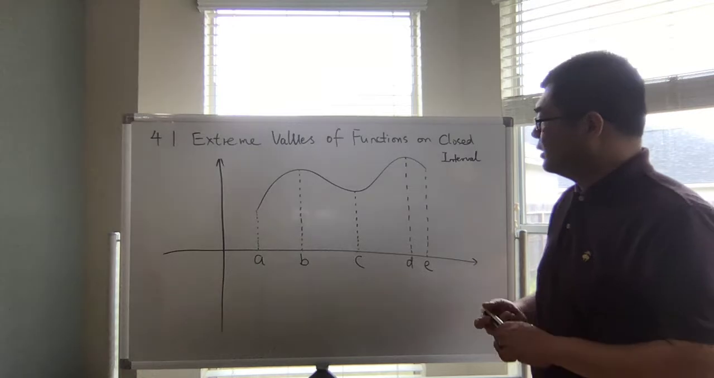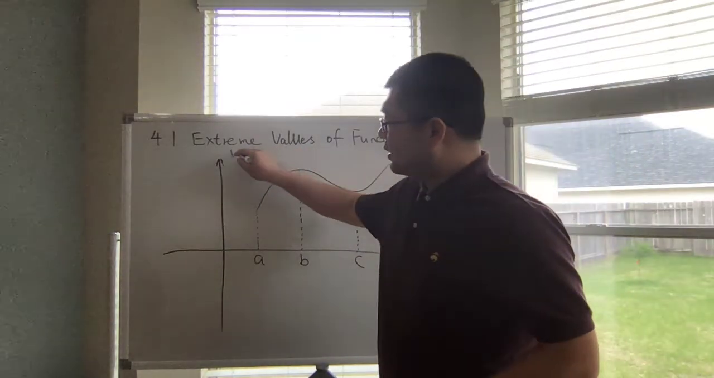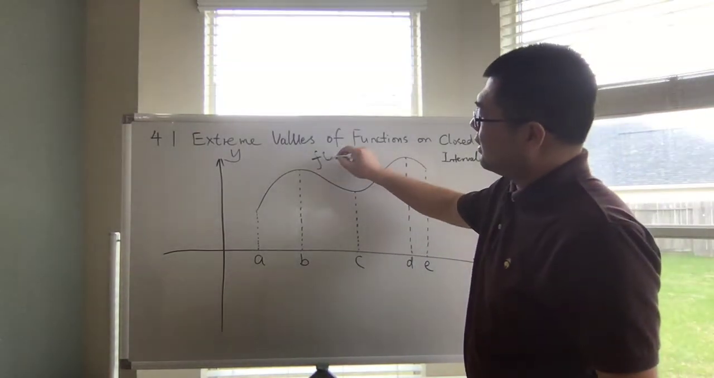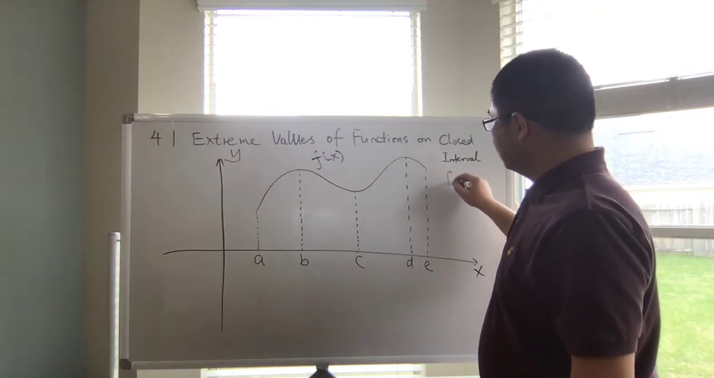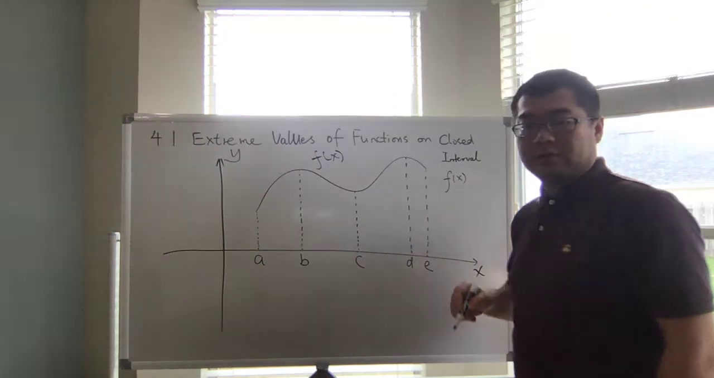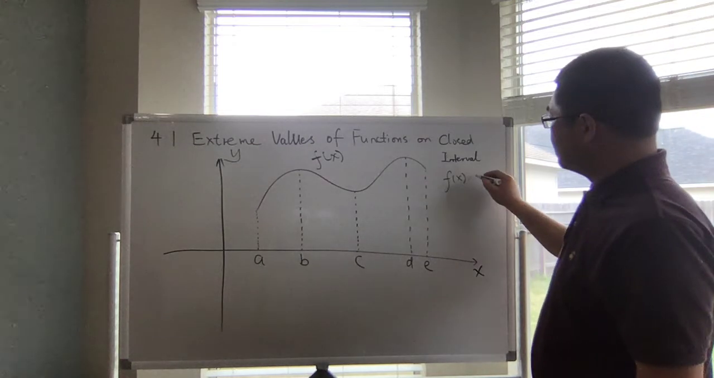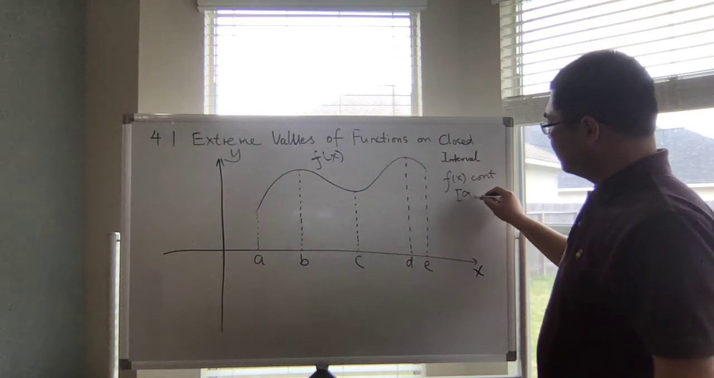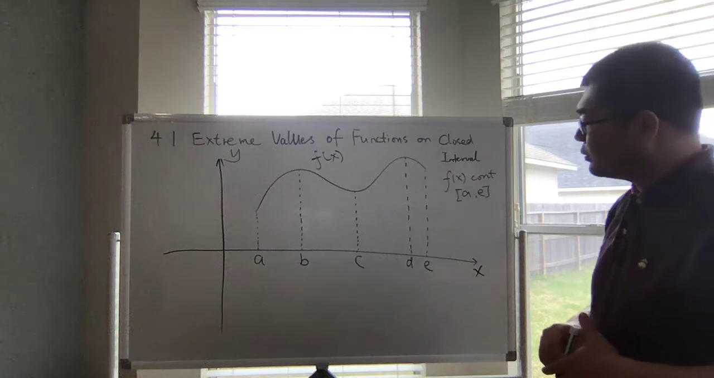Let's say this is an xy plane, and suppose this is a graph of a function f of x. This is more introduction about my function. My function f(x) is continuous, as you can see, on the closed interval from a to e. So that's the preset.